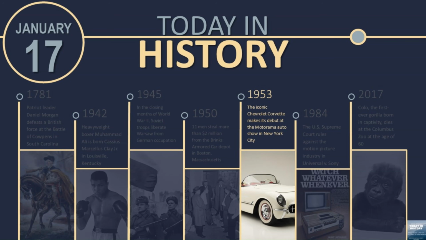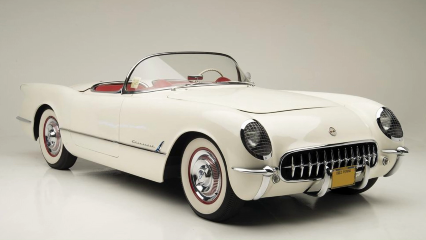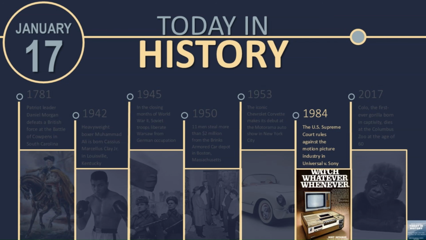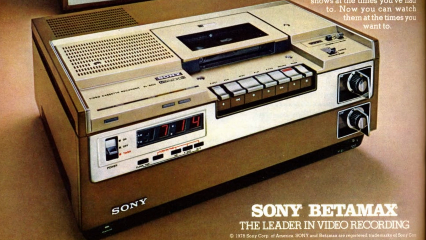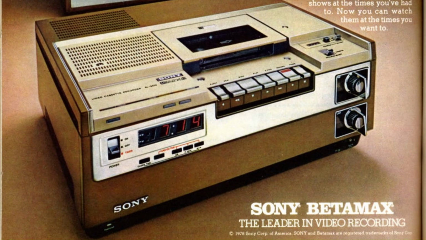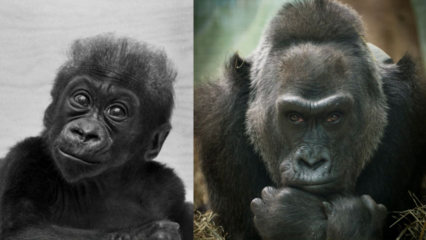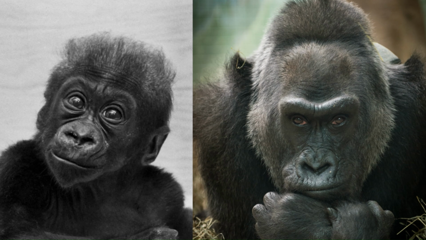In 1953, the iconic Chevrolet Corvette makes its debut at the Motorama Auto Show in New York City. In 1984, the U.S. Supreme Court rules against the motion picture industry in Universal vs. Sony. In 2017, Kolo, the first ever gorilla born in captivity, dies at the Columbus Zoo at the age of 60.